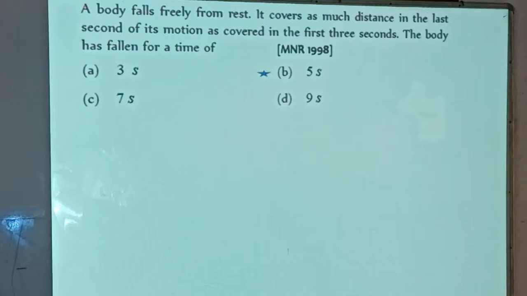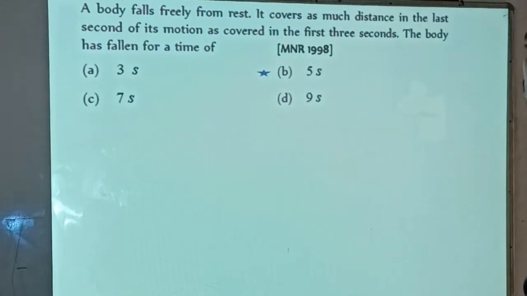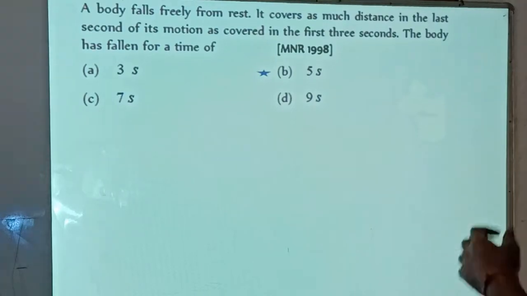So the next question is: a body falls freely from rest. It covers as much distance in the last seconds of its motion as covered in the first 3 seconds. The body has fallen for a time of, okay.